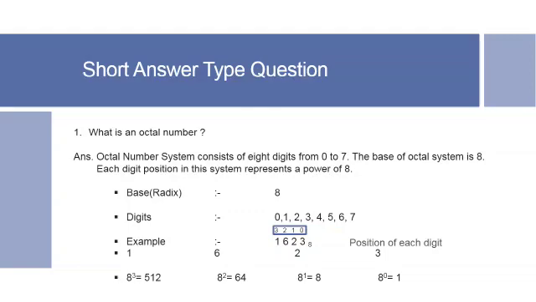Position of 3 is 0. Position of 2 is 1. Position of 6 is 2. And position of 1 is 3. As I mentioned, each digit position in this system represents a power of 8. So 8 to the power 0 equals 1, 8 to the power 1 equals 8, 8 to the power 2 equals 64, 8 to the power 3 equals 512. Because position of 1 is 3, of 6 is 2, of 2 is 1 and of 3 is 0, as you are able to see on your computer screen.